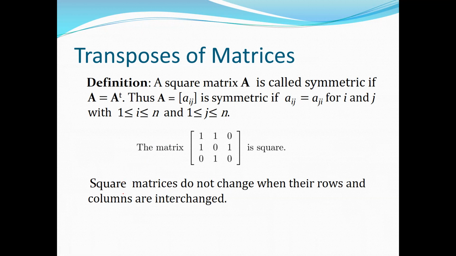Clear? So okay, symmetric matrices do not change when their rows and columns are interchanged. That's what I said. If it is a symmetric matrix, it will always be a square matrix, right?